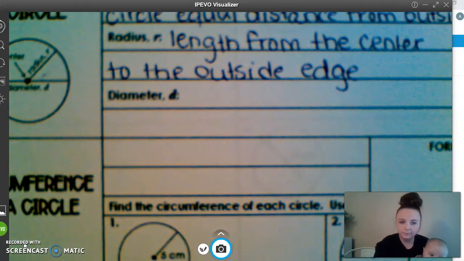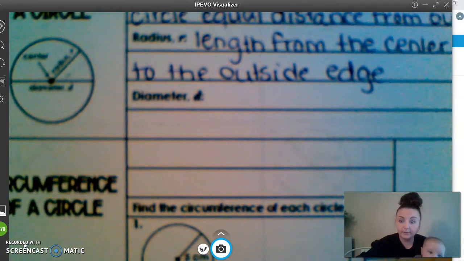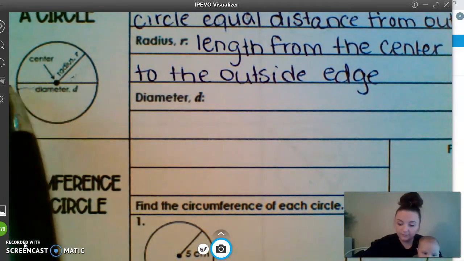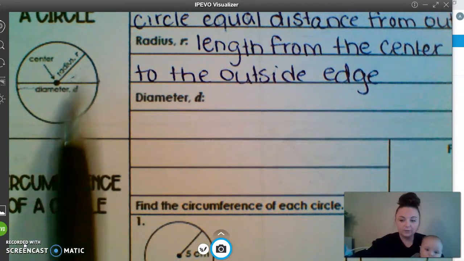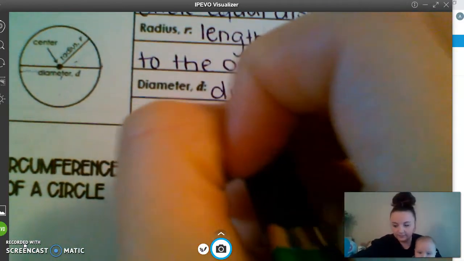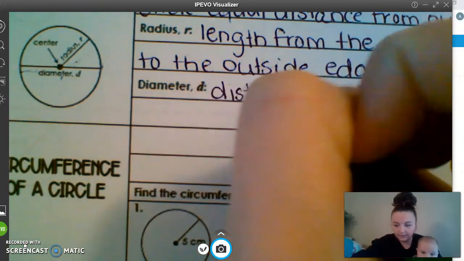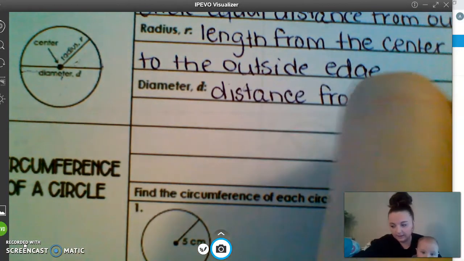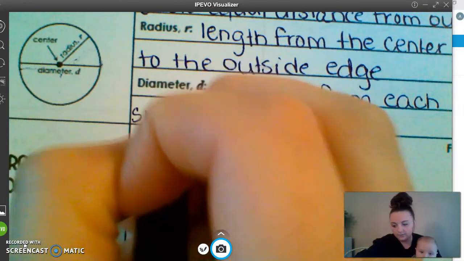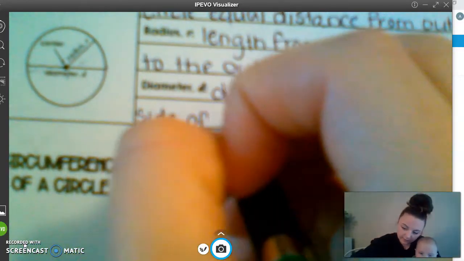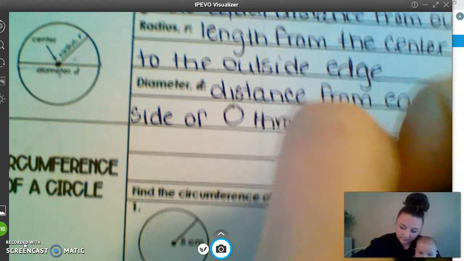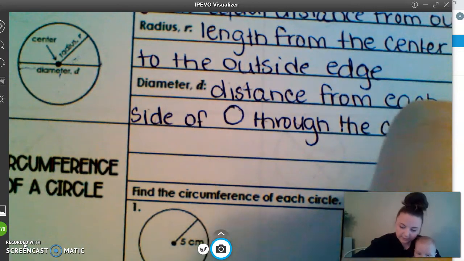And then diameter, let's get that to focus. It's getting worse at focusing as we go on. But diameter is here. So it's from side to side of your circle through the center. It's very important. It has to go through the center. So distance from each side of the circle. I'm going to do a circle like that through the center. Very important. It has to go through the center.